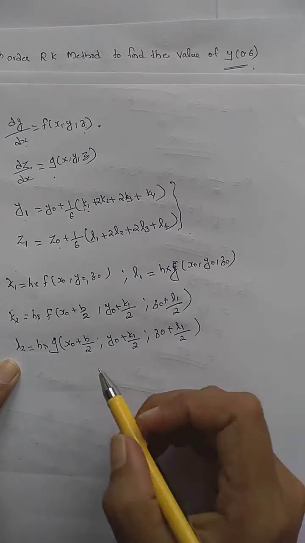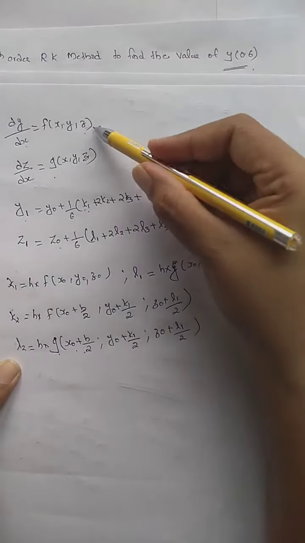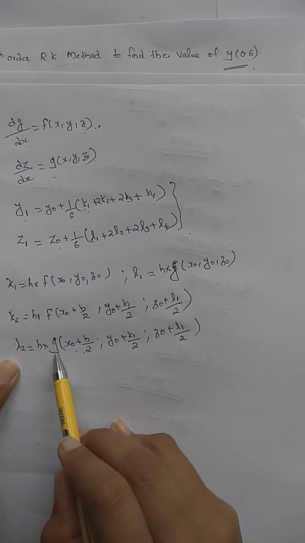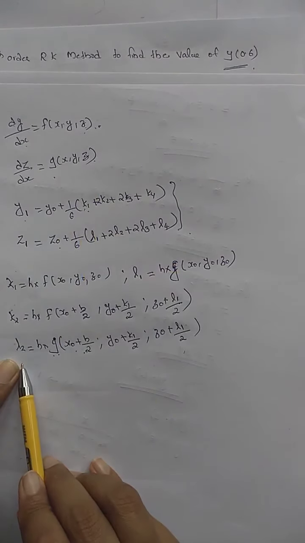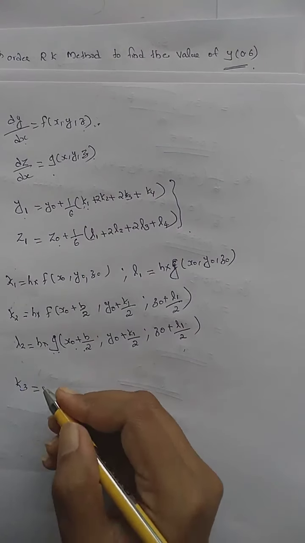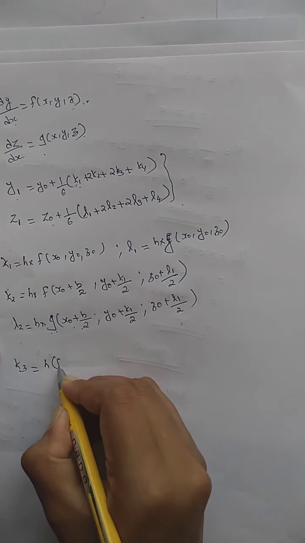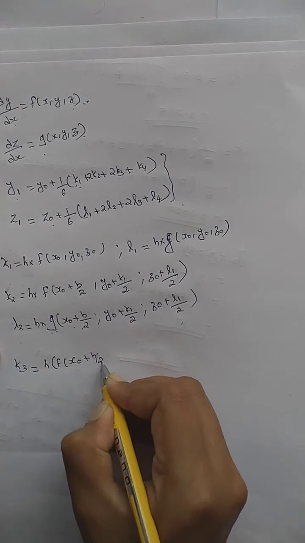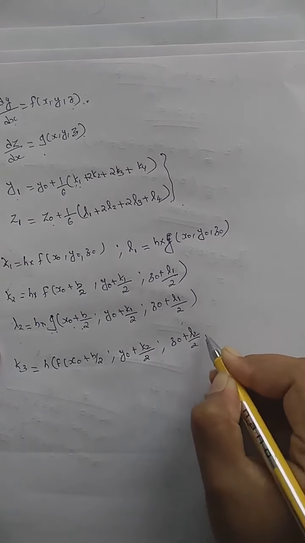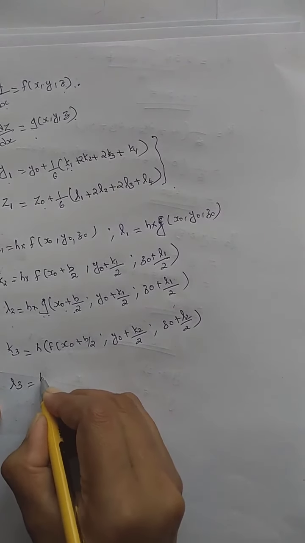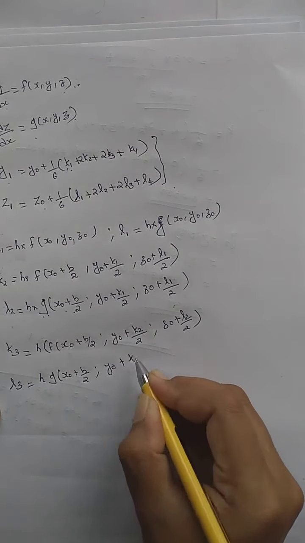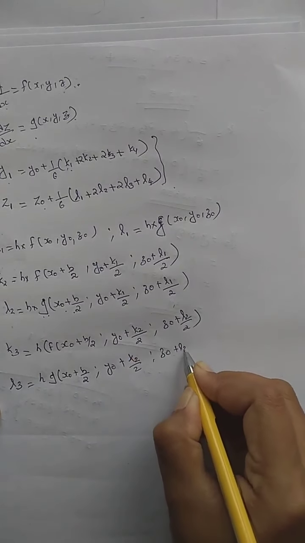So the L2 value will be g of x0 plus h by 2, because f of x is one differential equation and g of x is another differential equation. So we have to substitute in the second differential equation to find the value of L2. We need k2 and L2 to find k3. So k3 will be equal to h into f of x0 plus h by 2, y0 plus k2 by 2, and z0 plus L2 by 2. And for L3 we have h into g of x0 plus h by 2, y0 plus k2 by 2, and z0 plus L2 by 2.